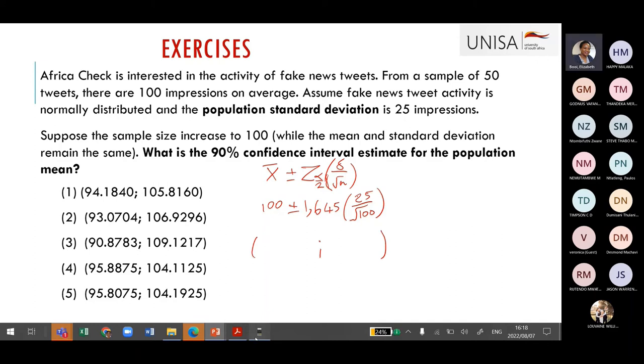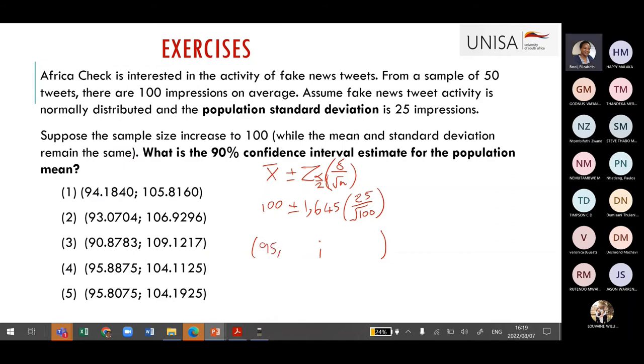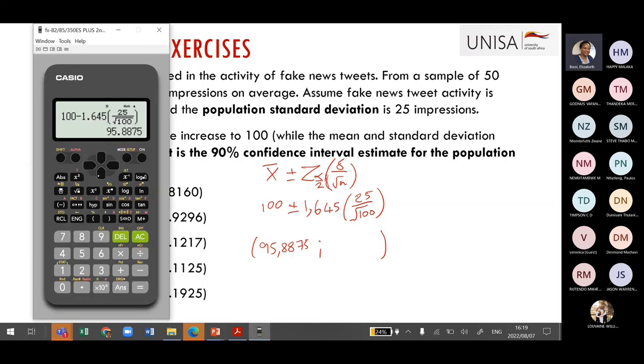Go to my calculator because I have got the values already on my calculator. I just need to change a couple of things. Start with the negative side, change the negative. I'm going to have to change the 50 to 100. So does it look exactly the same as what I have here? Yes, it does. So the answer will be 95.8875. Go to the positive side.